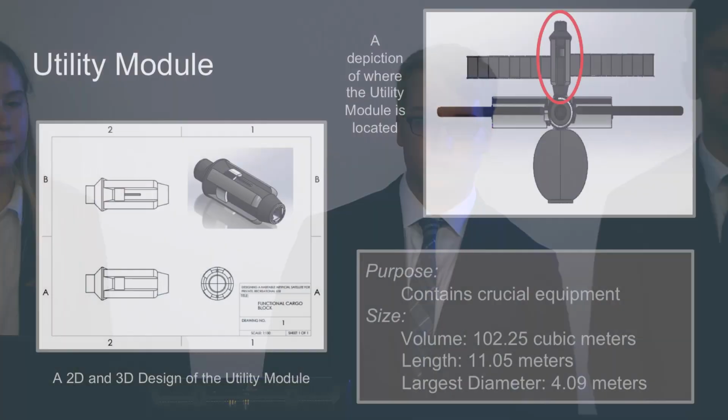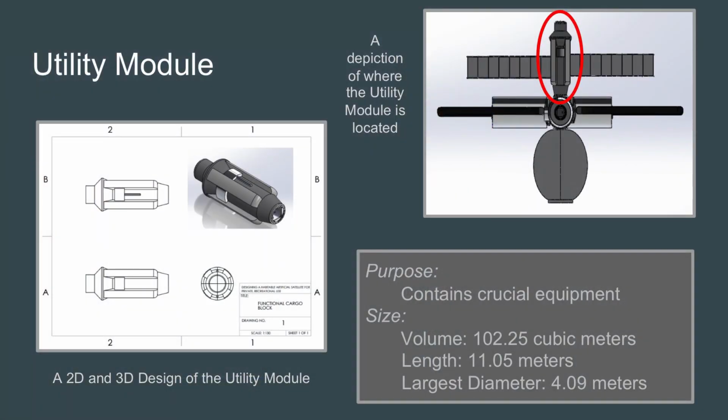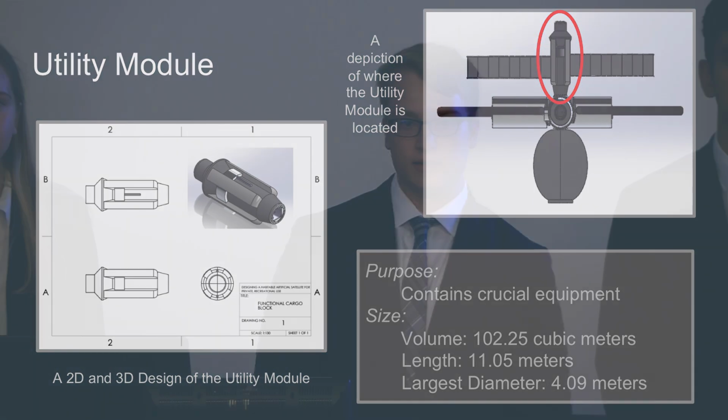The first piece I would like to talk about is the utility module. The utility module would be the first module sent into orbit. This is because it holds all the equipment necessary for the functioning of the spacecraft. For example, it holds the life support systems, thermal control systems, and the batteries.